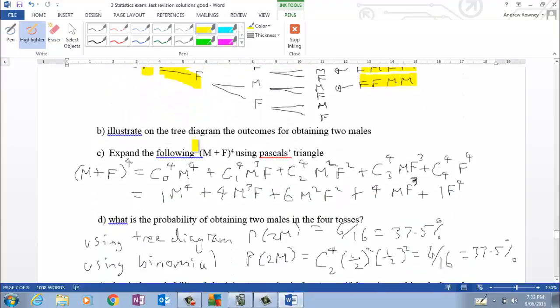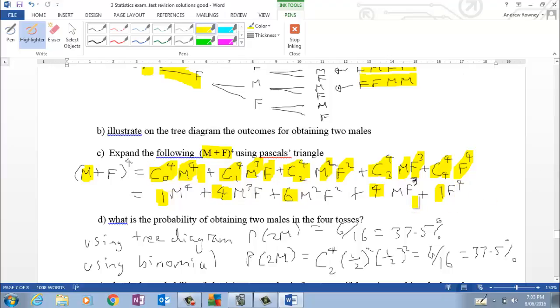Part C, expand this bracket, male plus female to the 4th. That's like a binomial expansion where you start off with C04, then it's C14, C24, C34, C44. This is Pascal's triangle with the coefficients. You put the first one, the male, with the highest power, and then go down one. So it's M4, M3, M2, M1, and the female, you start off with 0 and go up to the top, so that's really F0, F1, F2, F3, F4. If you put that in the calculator, your coefficients would be 1, 4, 6, 4, 1. That's Pascal's triangle, followed by these terms.